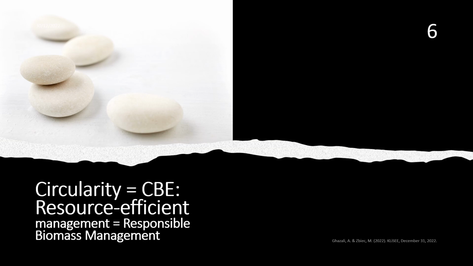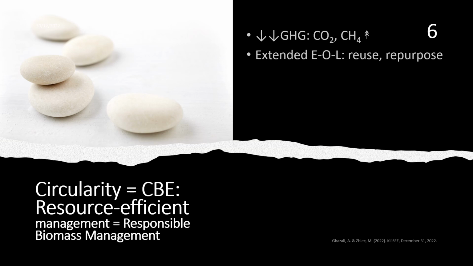Terminology-wise, circularity used interchangeably with the term circular bioeconomy or CBE in short is about resource efficient management, aiming at lowering the emission, particularly the heat trapping carbon dioxide and the corrosive methane. Circularity can also be achieved by delaying a product's end of life via reuse and repurpose, and at a commercial scale, products are rerouted to other factories, allowing industrial symbiosis to take place.